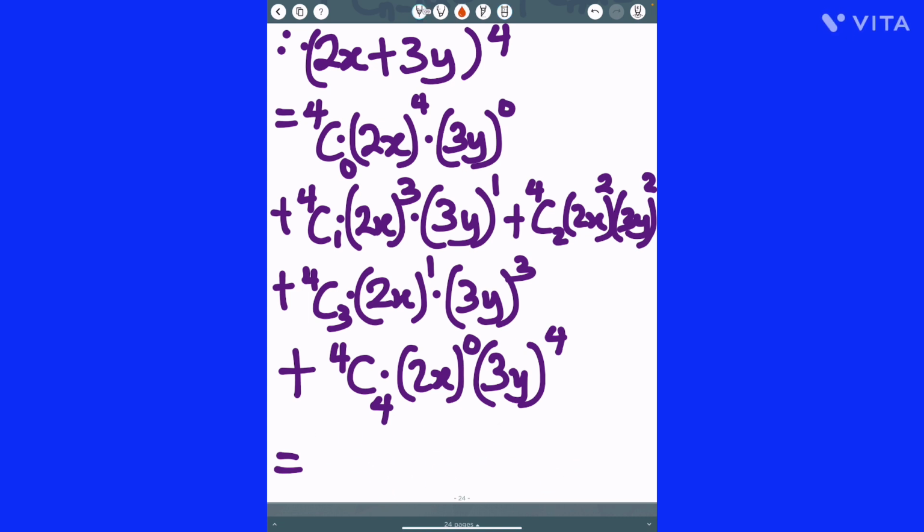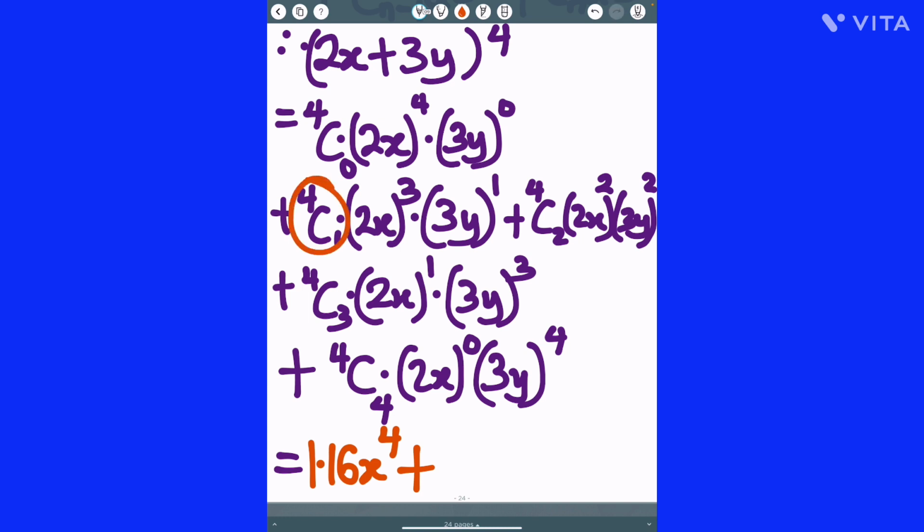Exactly what I would have used in Pascal's triangle. Then 2 raised to power 4, 16. x raised to power 4. So that's 1 times 16x raised to power 4. 3y raised to power 0 is 1, so I can forget about that. Let's go to the second term.